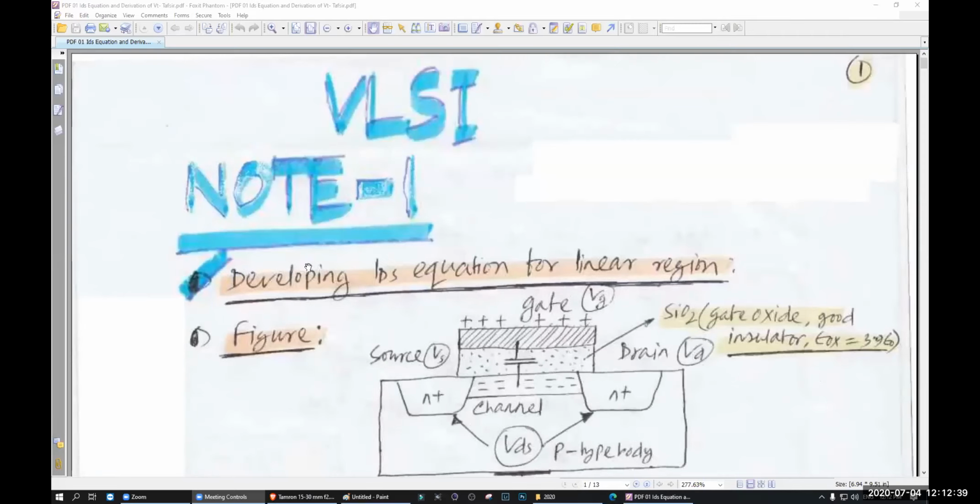Okay. Today we will be developing the IDS equation for linear region.